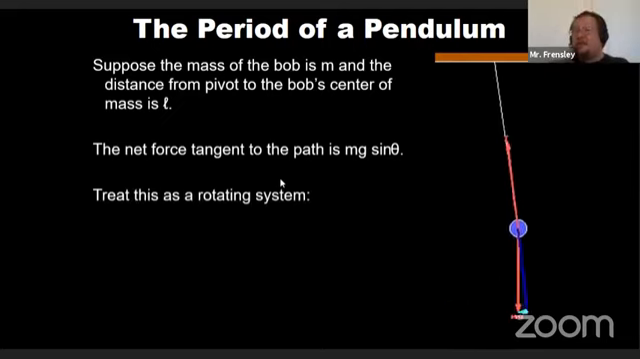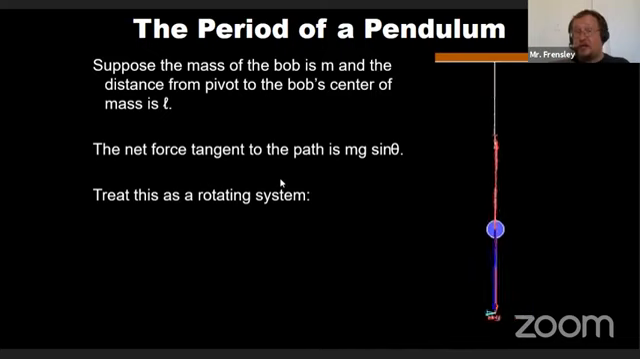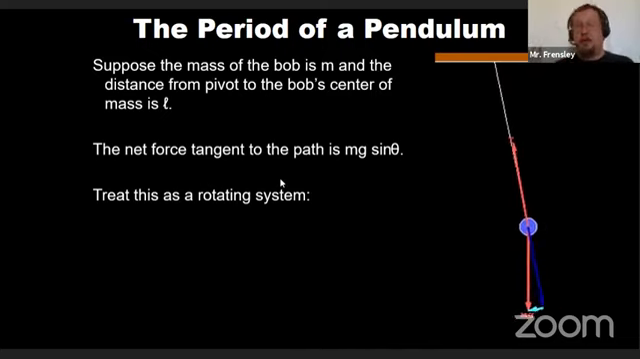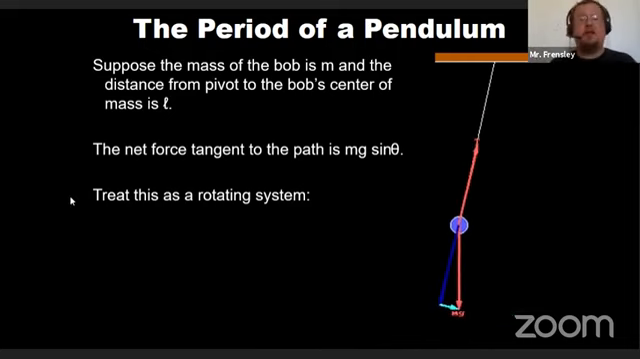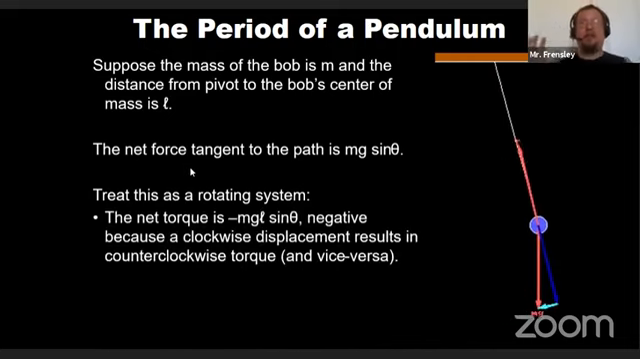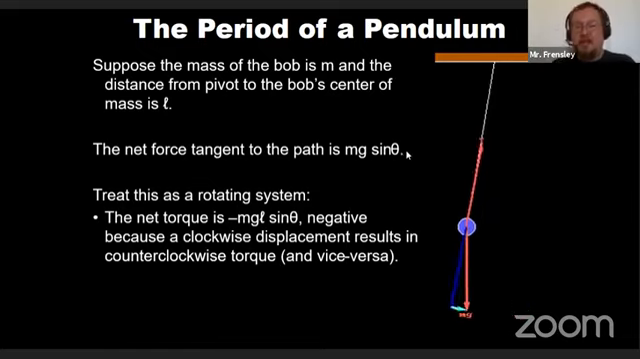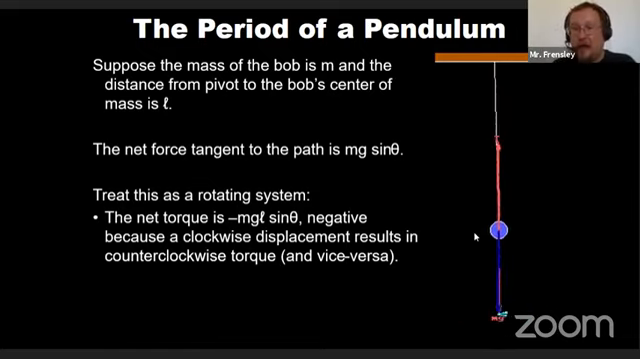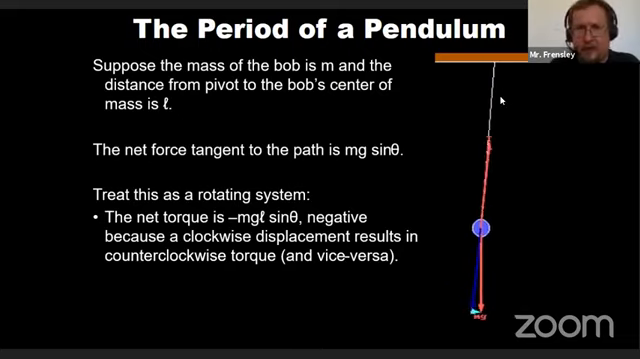Now, I'm going to treat this as if it's a rotational situation. This is how I'm going to get the period of the pendulum. I'm going to treat this like rotation, so I'm going to do it with torques. Here's what I'm thinking in my mind. I'm thinking that the net torque is mg sine theta, which is the force, times the length, kind of like the radius, like torque equals radius times force, right?